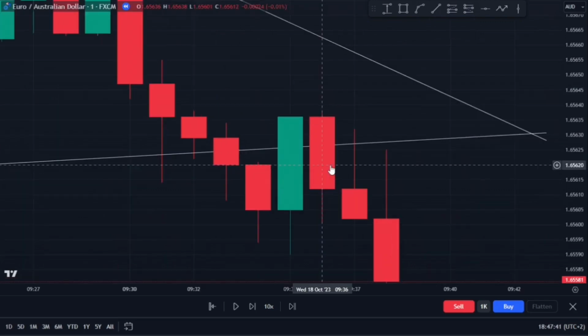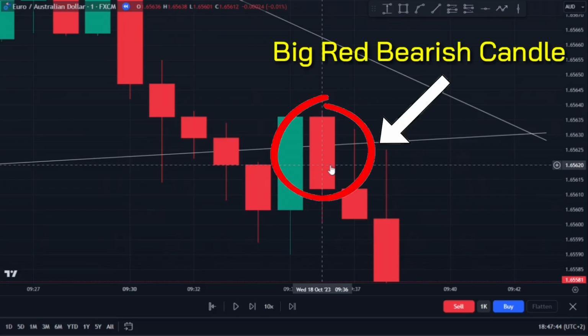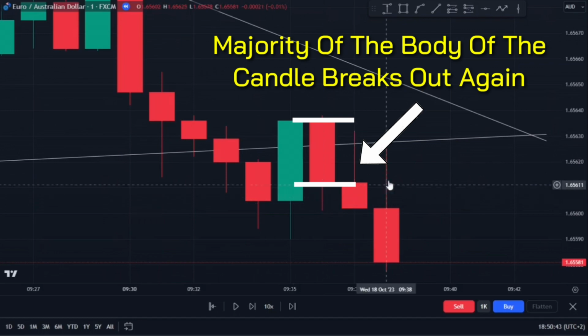Now this makes things interesting. Once the green candle had formed, the next candle to form was a long red bearish candle. In this situation, we can see that the majority of the body of the candle has broken and closed below the support level once again.